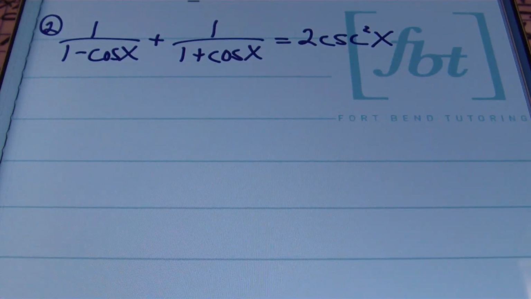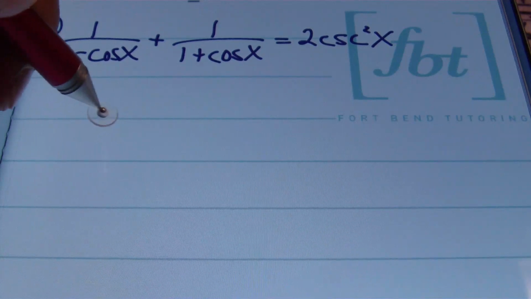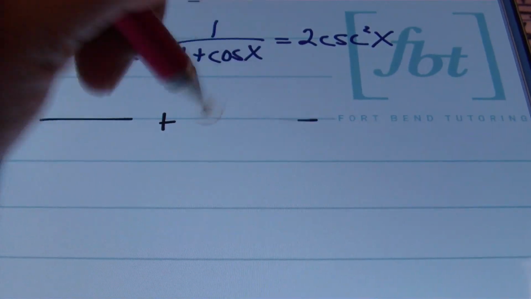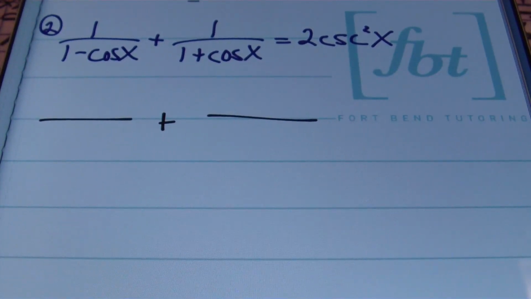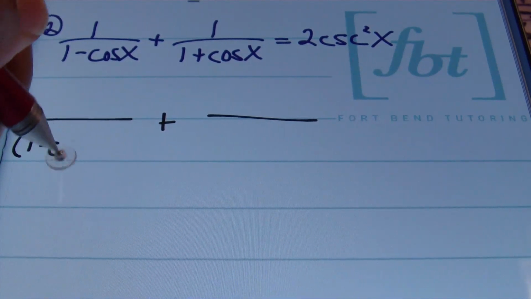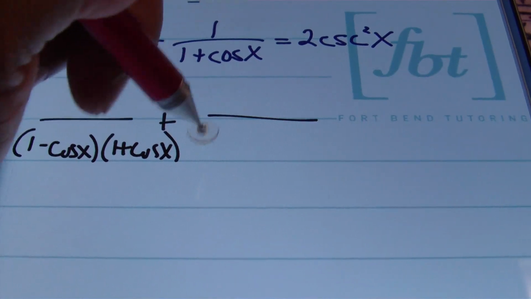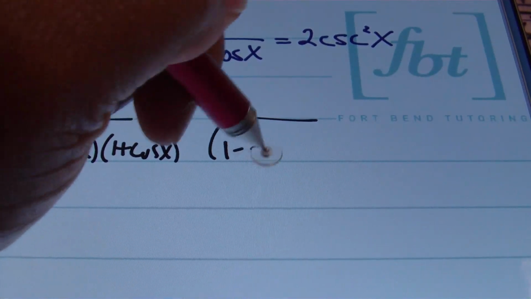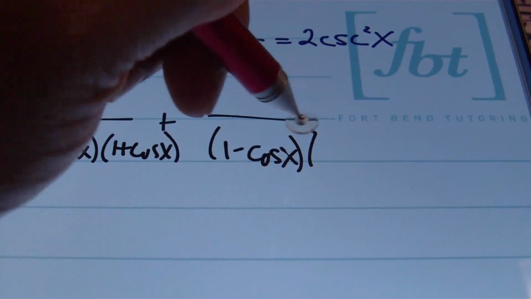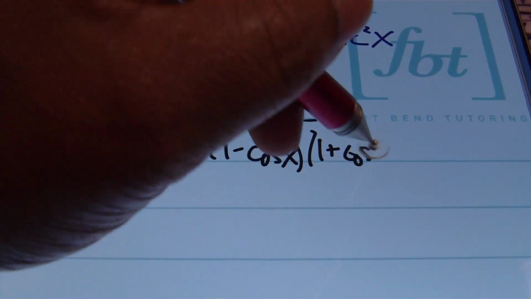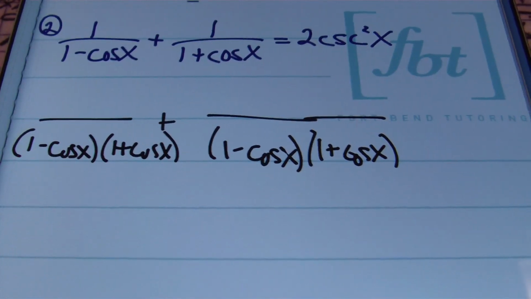And what would that common denominator be, you say? It's going to be 1 minus cosine x times 1 plus cosine x. So I'm going to go ahead and start by setting up my framework here. And here we go. My LCD will be 1 minus cosine x times 1 plus cosine x. That's what I'm going to have for the denominator for both fractions. So this is what it looks like thus far.